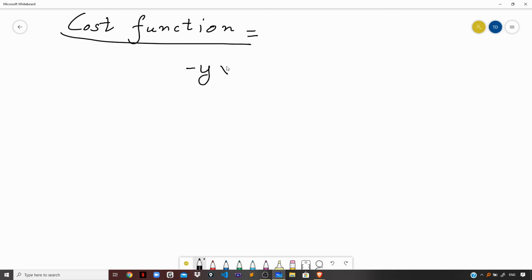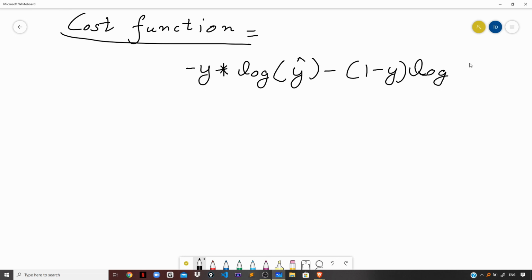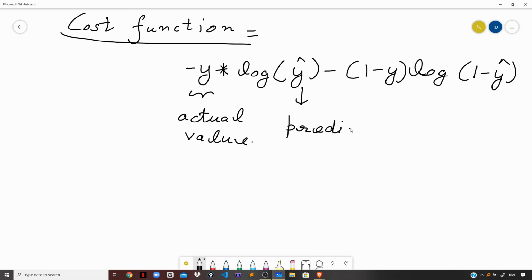Now in the case of logistic regression, our cost function is defined something like this. It is minus y into log y cap minus 1 minus y into log 1 minus y cap. Here y is your actual value, which is discrete, either 0 or 1, and y cap is your predicted value, or you can say predicted class in the case of classification.